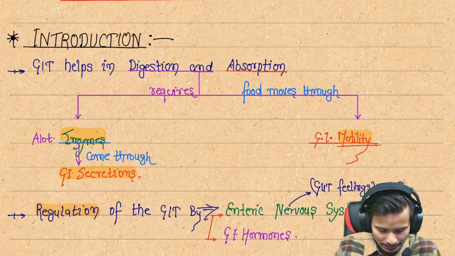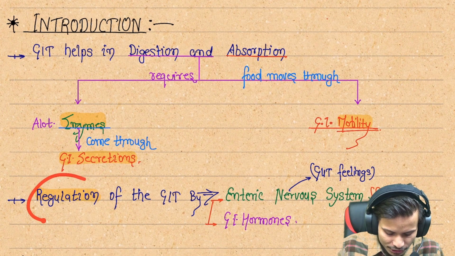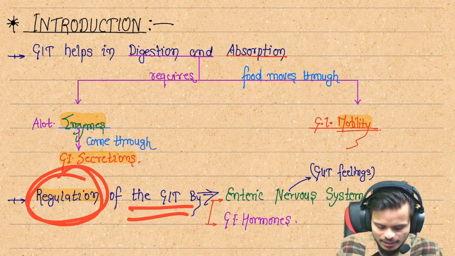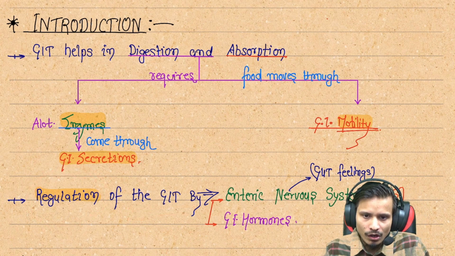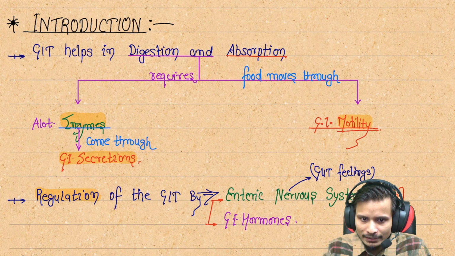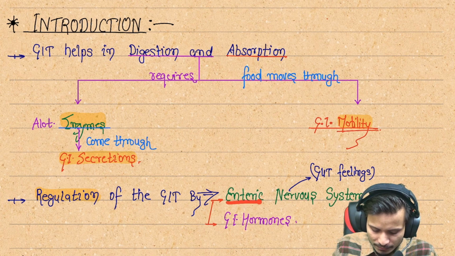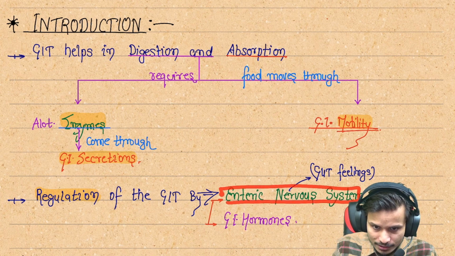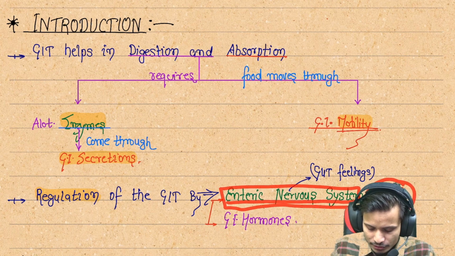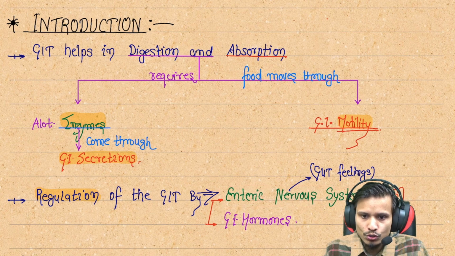Let's see how the regulation of the GIT is done. Regulation means how much motility the GIT tract is going to produce, and how we are going to regulate it. It is regulated by a special type of nervous system called the enteric nervous system, and this ENS is also called gut feelings.